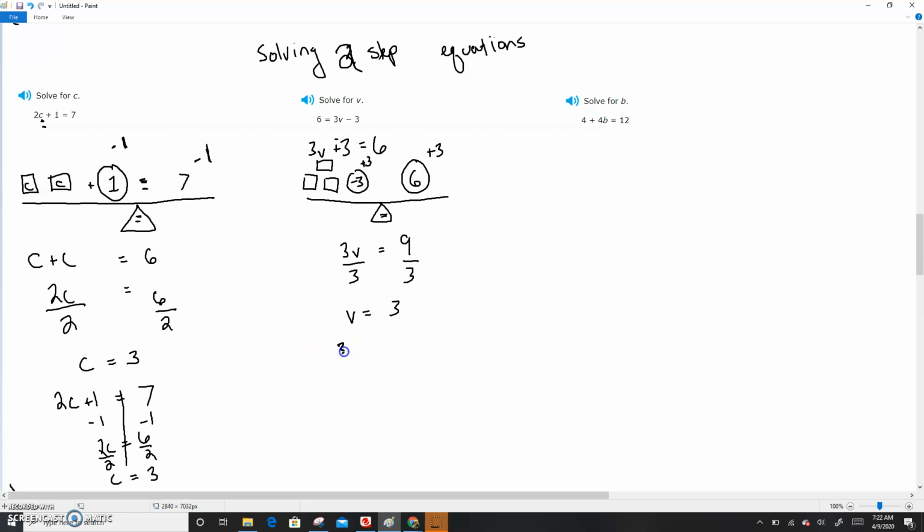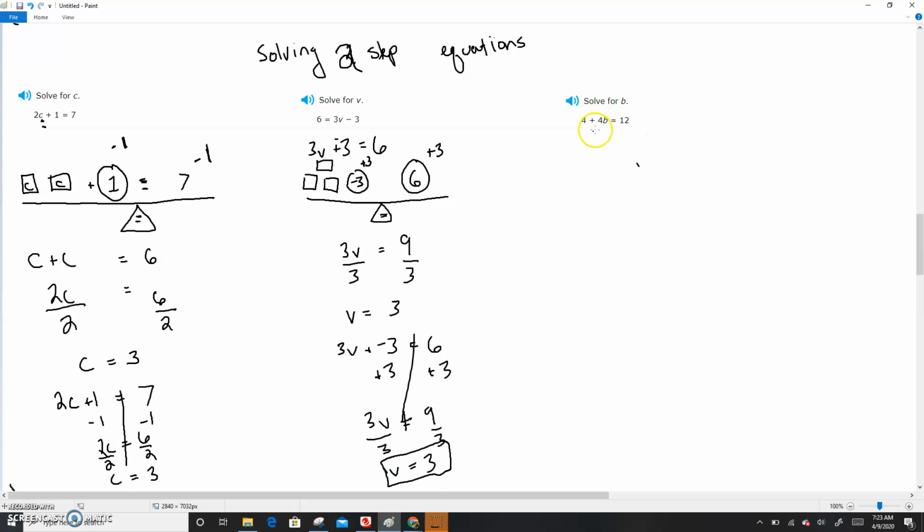I could also solve it the other method. 3v plus negative 3 equals 6. That's a terrible line. Please forgive me. I'm going to add 3 to both sides and get 3v equals 9. Divide by 3. Get v equals 3.